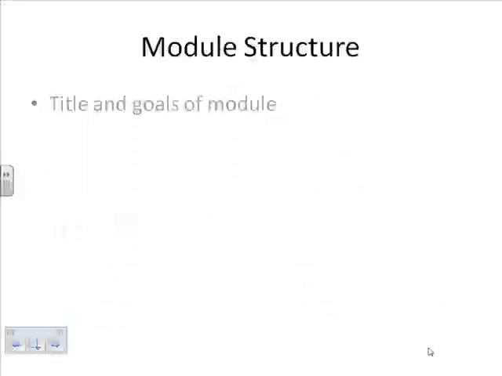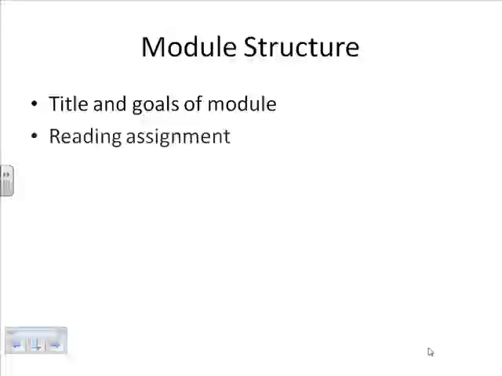So what is in these modules? A module is going to have a title and some goals. That would be a list of what it is that we would like to learn, what that module is containing. And then there'll be a reading assignment. You're going to need to read your book, and it'll tell you what pages to read. And then there'll be some kind of lecture notes, and my intention is to have them as PowerPoint slides with audio, like this file that you're listening to now.